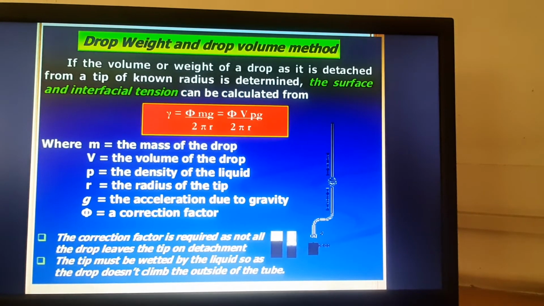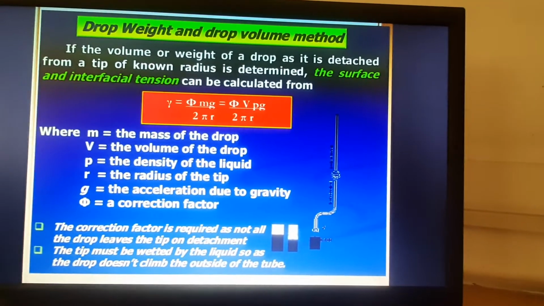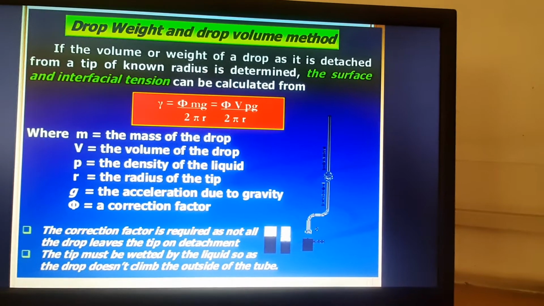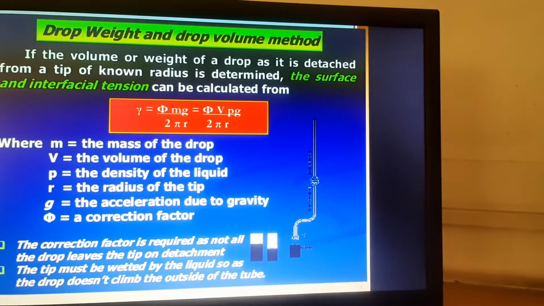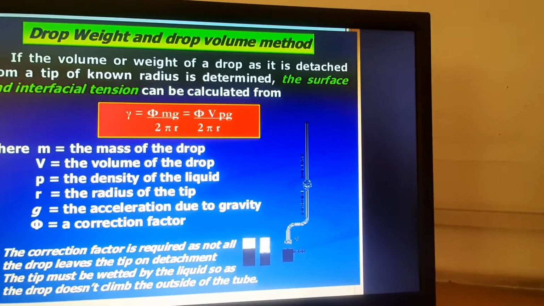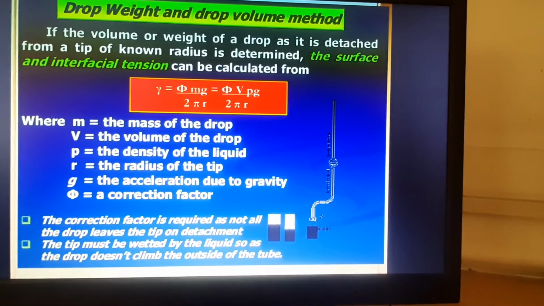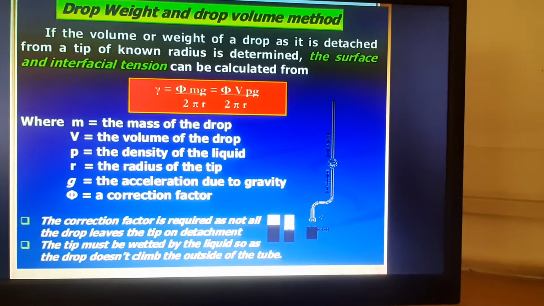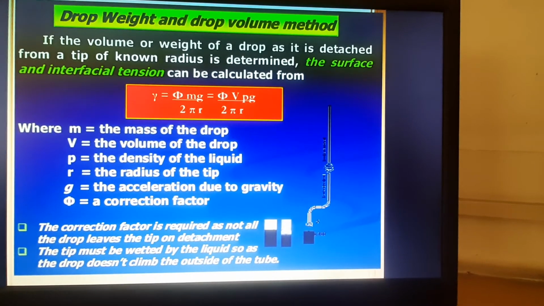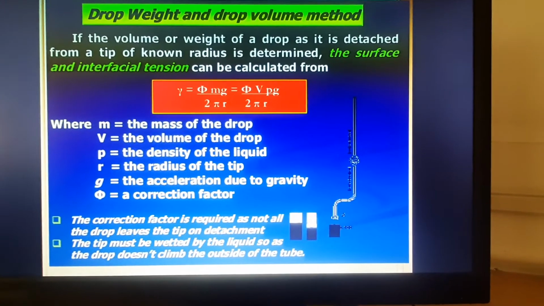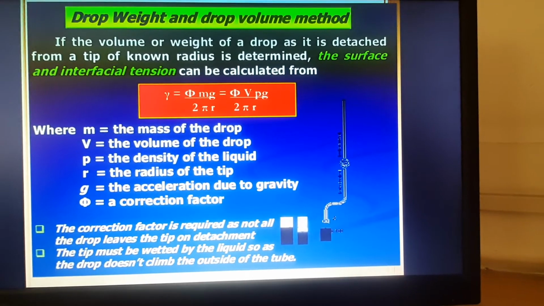These are the two formulas, and in drop weight we measure the weight of the drop which is detached from the tip of the known radius. So here the formula is gamma is equal to phi m g upon 2 pi r is equal to phi v rho g upon 2 pi r, where m is the mass of the drop, v is the volume of the drop, rho is the density of the liquid, r is the radius, g is acceleration due to gravity, phi is the correction factor, which is determined by this formula.